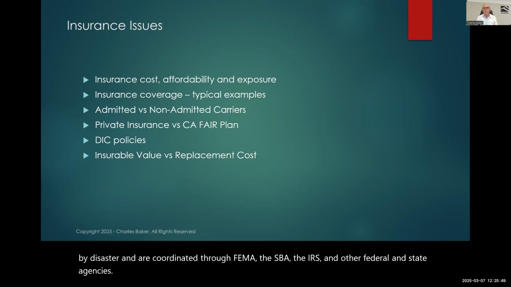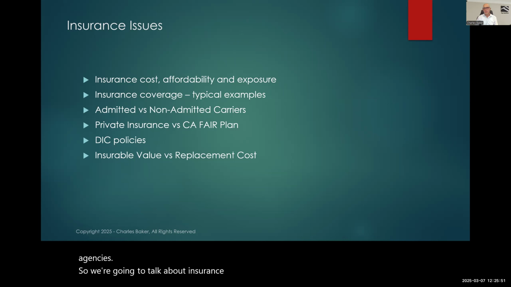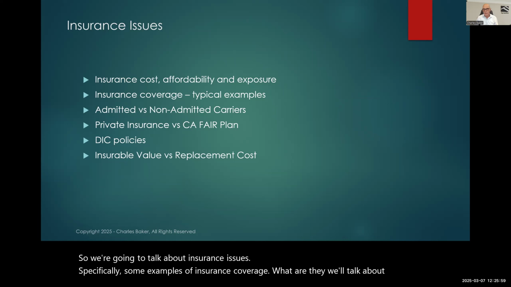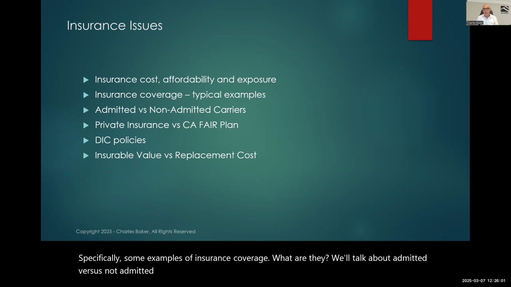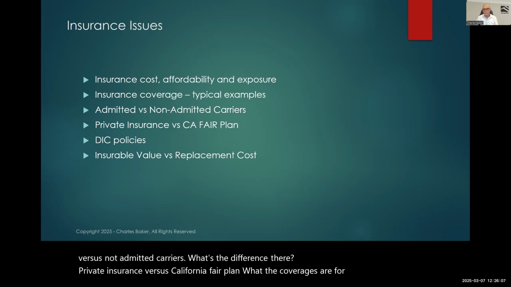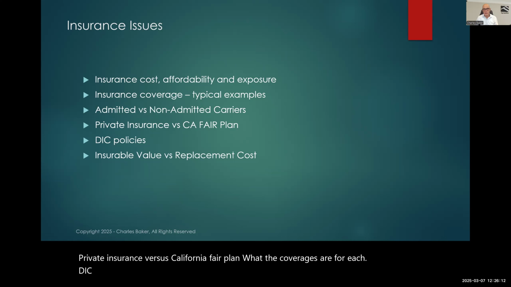So we're going to talk about insurance issues, specifically some examples of insurance coverage. What are they? We'll talk about admitted versus not admitted carriers and what's the difference there. Private insurance versus California FAIR Plan, what the coverages are for each. DIC policies, which stands for differences in coverage policies. And then insurable value versus replacement cost.